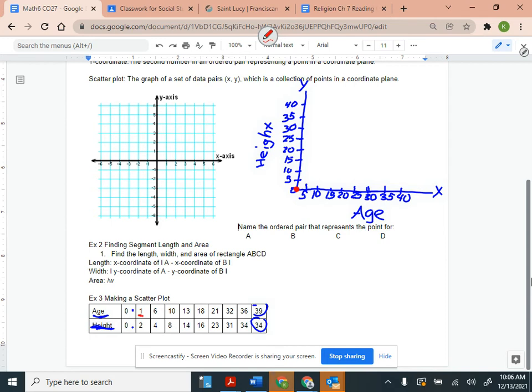Then if you're 1 year old, you might be 2 feet, because that measurement is in feet. So if you're at 1 year old, you might be 2 feet tall. 6 years old, you'd be 4 feet tall. So we're going to go to where the 6 is and go up to where the 4 would be. At 10 years old, you'd be 8 feet tall.